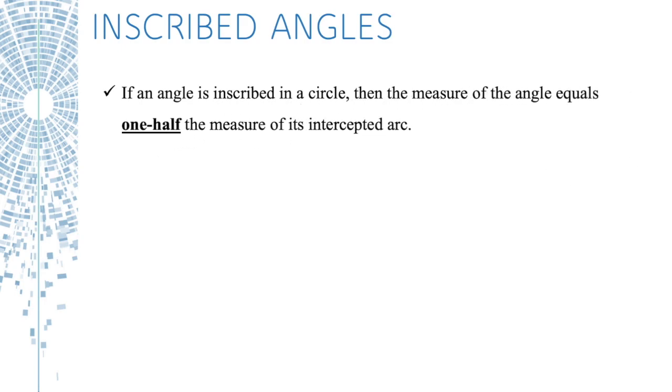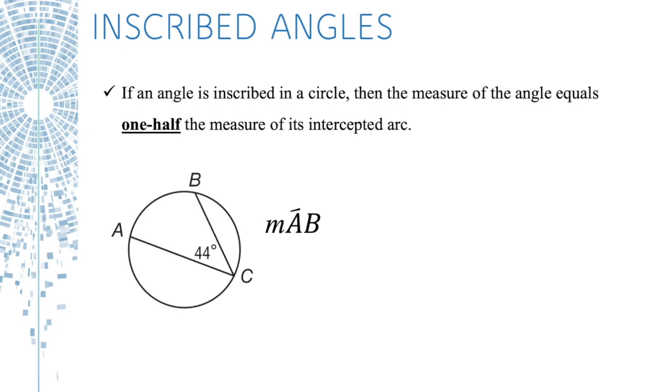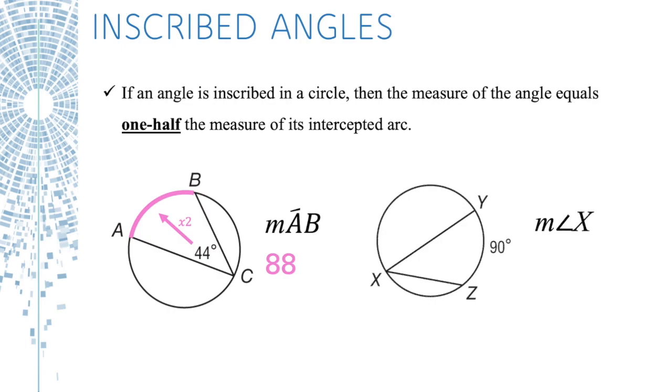Well, what does that look like really? Here we have a circle and angle ACB is 44 degrees. So how would we find the measure of arc AB? Well, we just have to take 44, multiply it times 2, and we get 88 degrees. Let's try it the other way. We know that the measure of arc YZ is 90, so how do we find the measure of angle X? Well, from 90, we divide by 2, and we get 45 degrees.